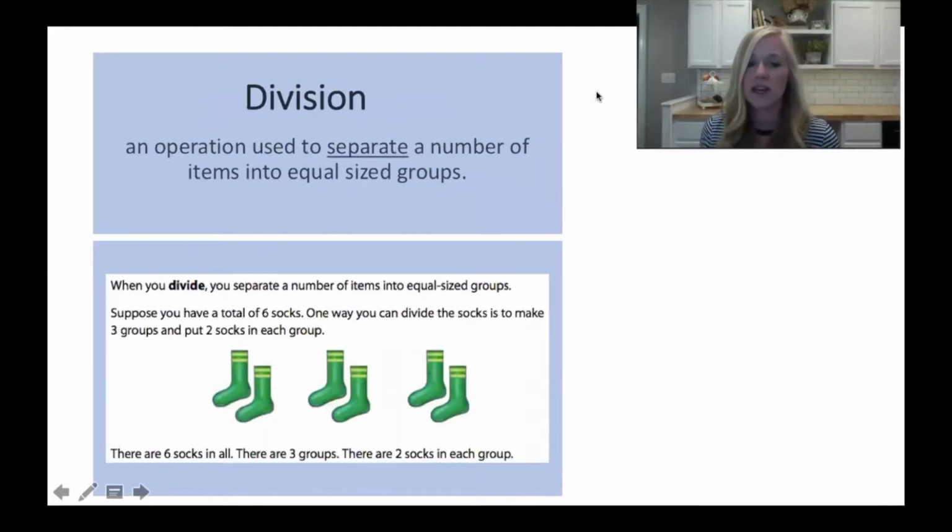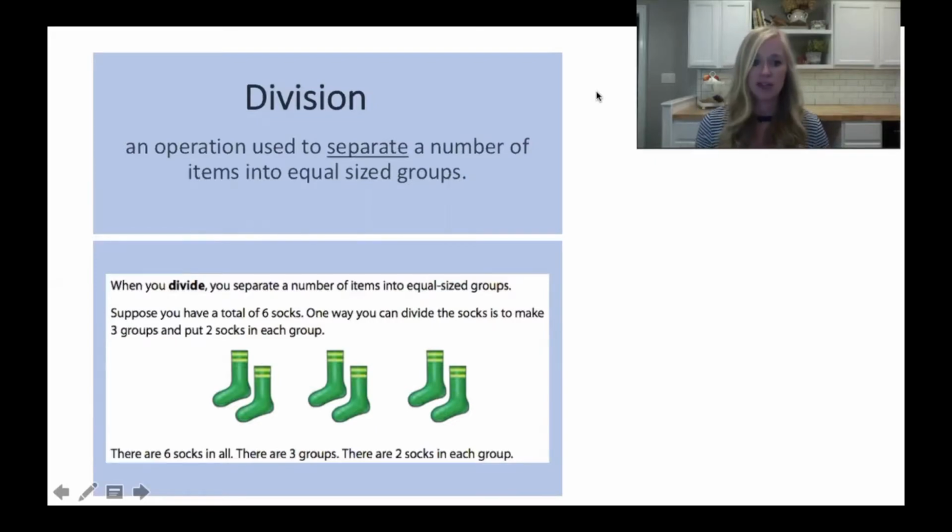Now, the next word that I want to take a look at is division. And division is an operation used to separate a number of items into equal size groups. So the difference that you see with multiplication and division is in multiplication, we're joining, and in division, we're actually separating into equal size groups. But that word equal is still in both of those definitions. So guys, when we divide, we want to separate a number of items into equal size groups.